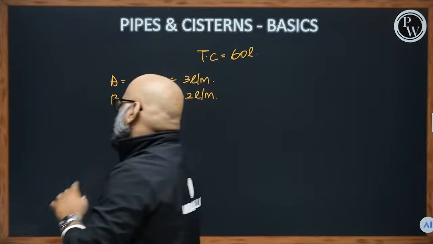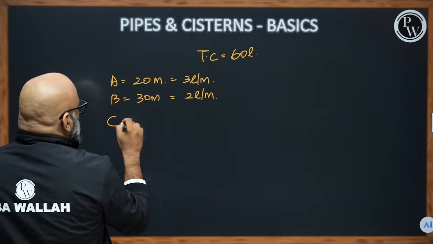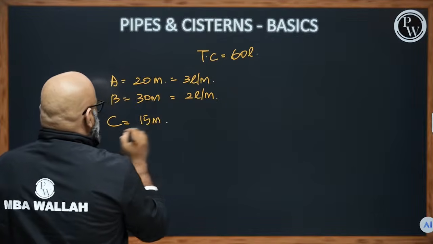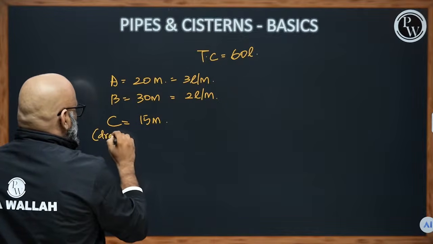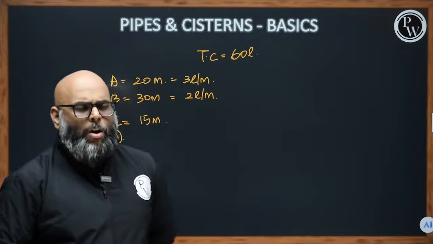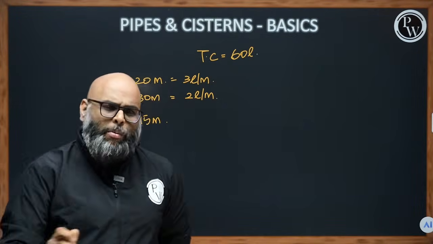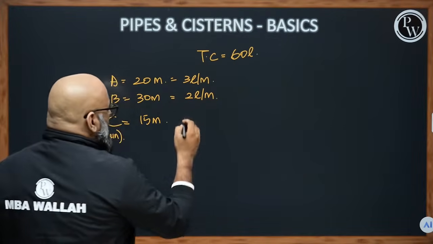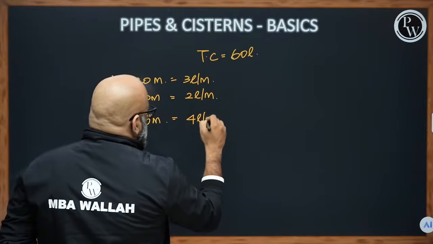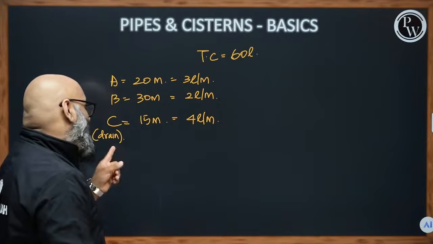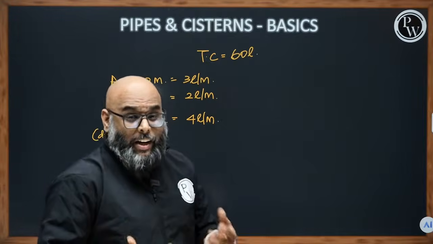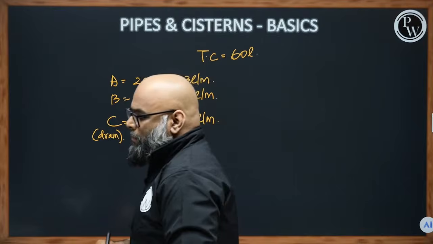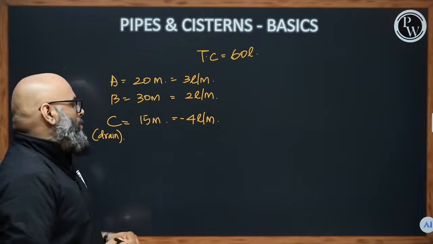Now same question, if I say there is another pipe that drains the tank in 15 minutes. This is a drain pipe. How long will it take to fill the tank? Same procedure. Take the LCM of all these values. Here I have taken 60. This will be 4 liters per minute. But hey, this is a drain pipe. It's not filling it in. It's removing 4 liters every minute. So I'm going to denote it by minus 4.